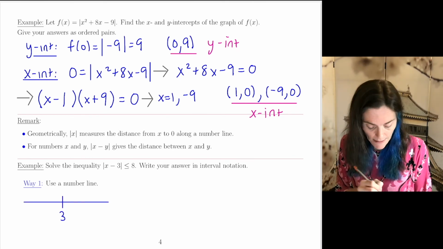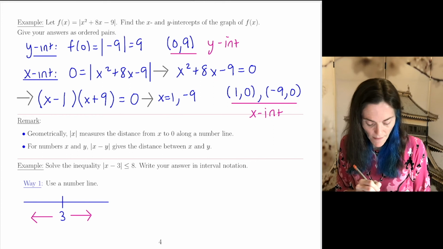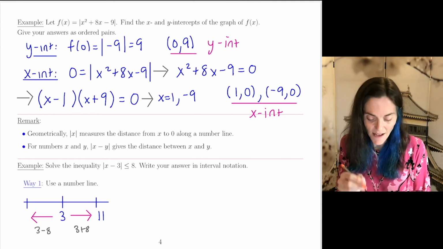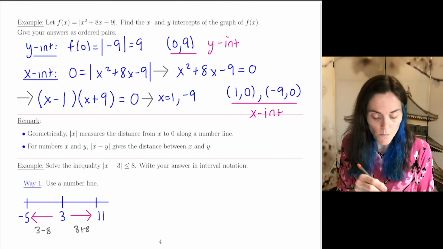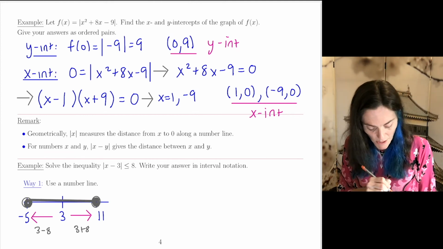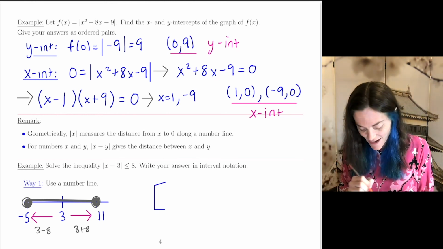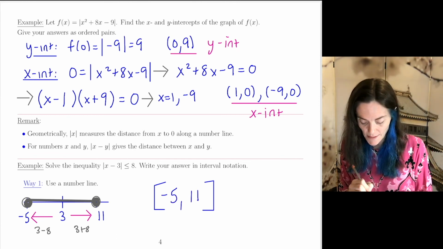There is 3. Now you move in both directions by 8. This one would be 3 plus 8, which is 11. Maybe I'll write that underneath. This is 3 plus 8. And then we take 3 minus 8, we get -5. And we want less than or equal to, so this will be closed. This would include both endpoints because of that less than or equal to. So now we can just write this. Our answer is the closed interval from -5 to 11.